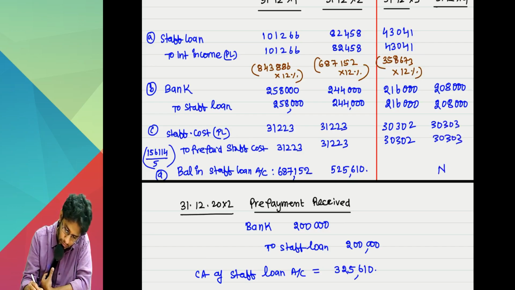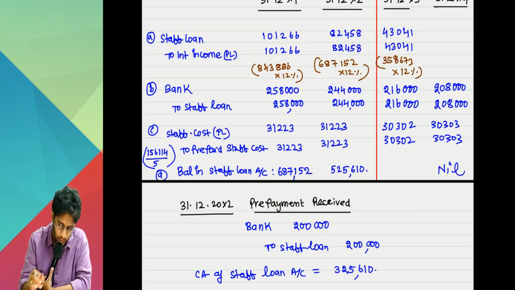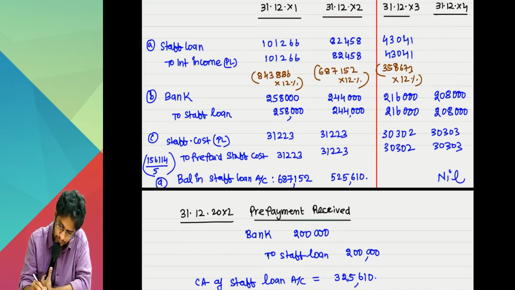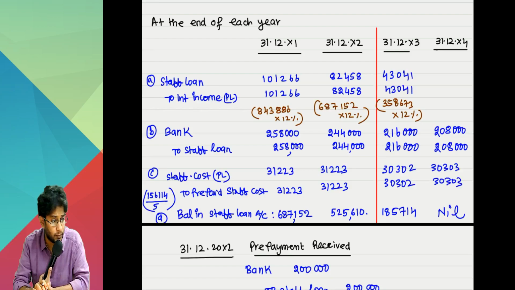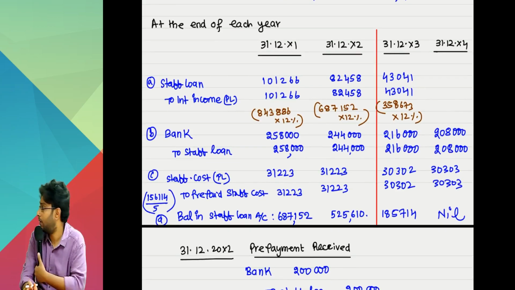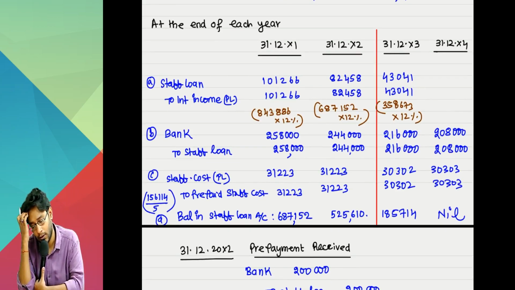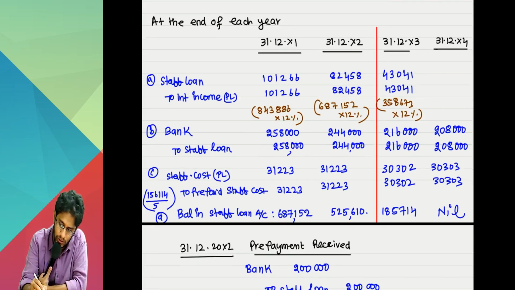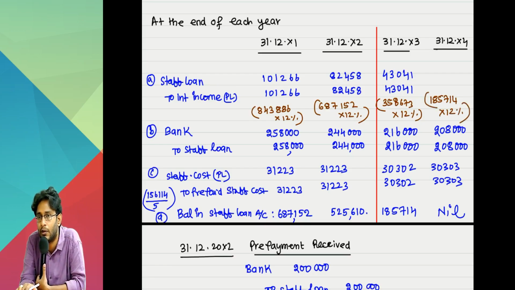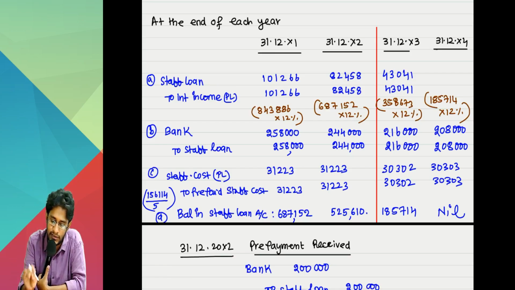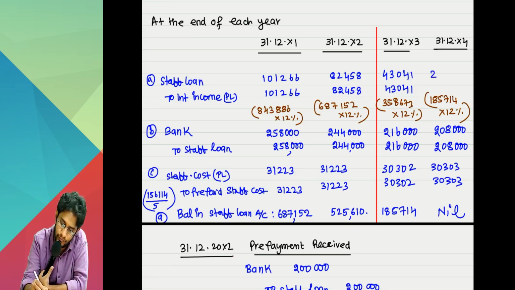This should become nil. What's the closing balance here? 185,714. Last year, sir, 185,714 you have surely. Into 12% if you do, some amount will come. Don't write that. 185,714 minus 2,08,000 you do. What is the net figure? 22,286.